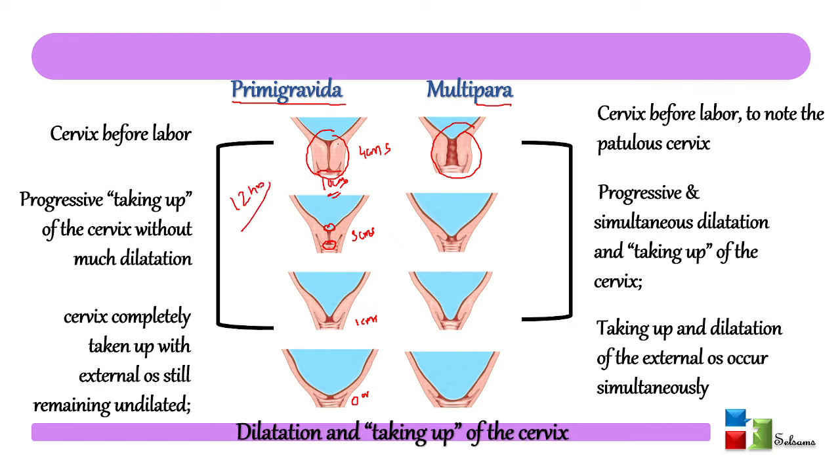Why? Can you look at the cervix? It takes quite a long time for dilatation. So look at the dilatation part. Effacement occurs before the dilatation in primigravida, but both occur simultaneously in multipara.